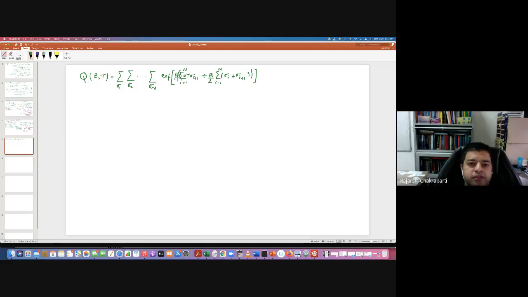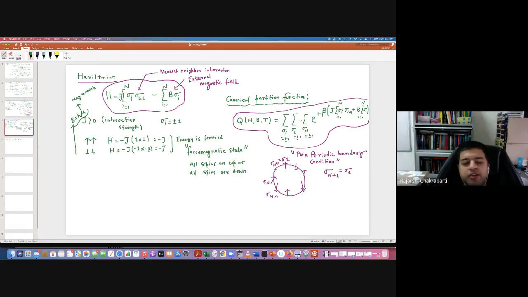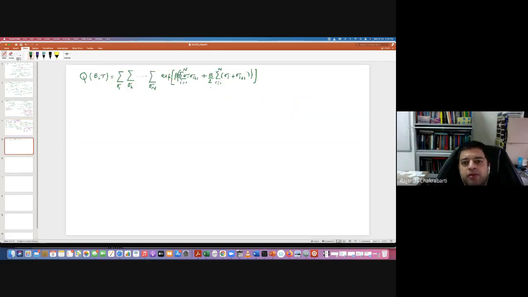And I can write this. Just try to convince yourself. I go back to what I had: B times the summation of sigma I. That one I have replaced by B by 2 times sigma I plus 1 because of this periodic boundary condition. It is very difficult to convince yourself here. You can just go and convince yourself.